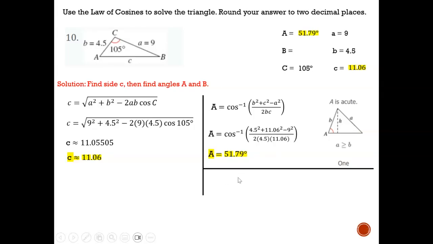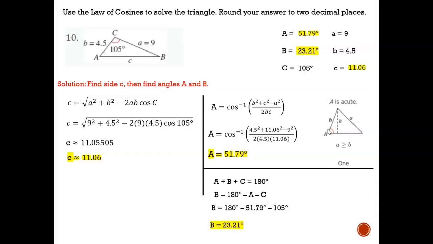To solve for B, angle A plus angle B plus angle C equals 180. So B equals 180 minus angle A minus angle C. Plug in the values for angle A and angle C: 51.79 degrees and 105. Use a calculator, and we get 23.21 degrees. That's my result for angle B. So I solved my triangle. And again, guys, I'm always going back to those six conditions. There were 4 for acute, and there were 2 for obtuse. That's what we need to go by to see how many triangles there are going to be.